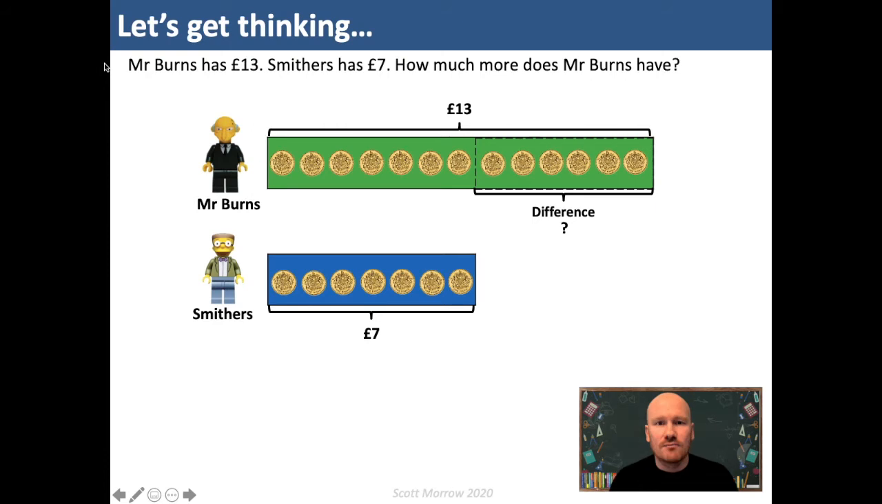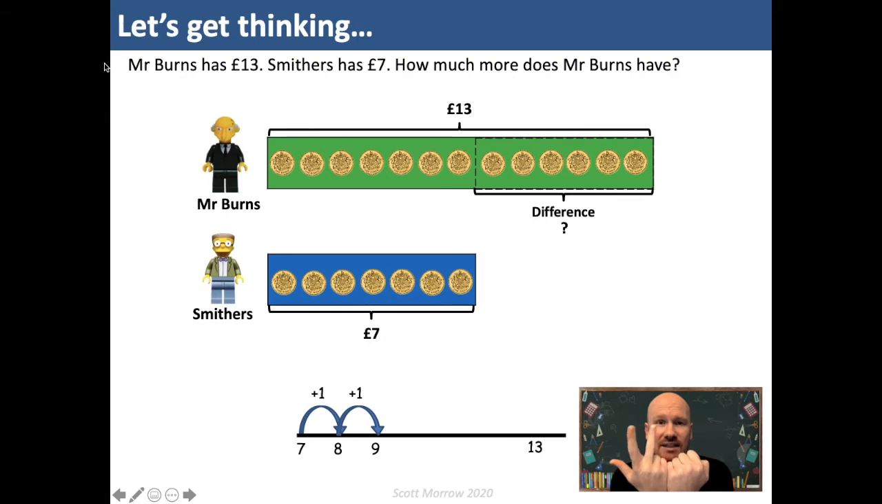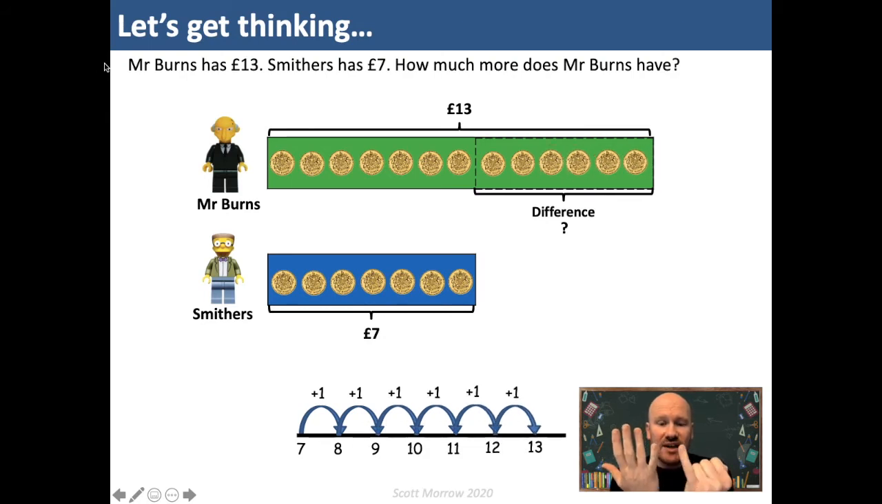I'm going to use my fingers to count on from 7 to 13. So let's start at 7 and count on 8, 9, 10, 11, 12, 13. I can see that I've counted on 6 coins. So Mr. Burns has got £6 more than Smithers.